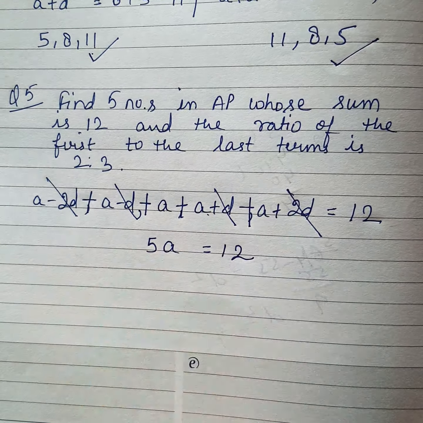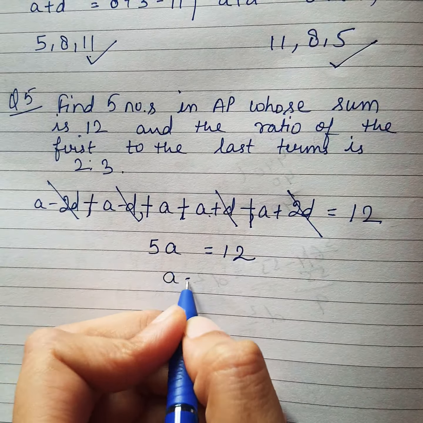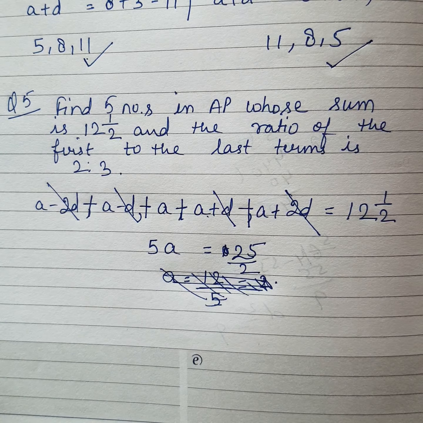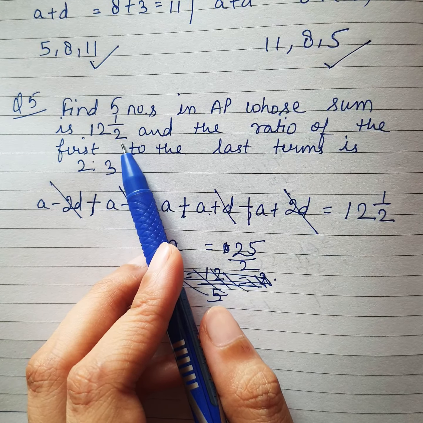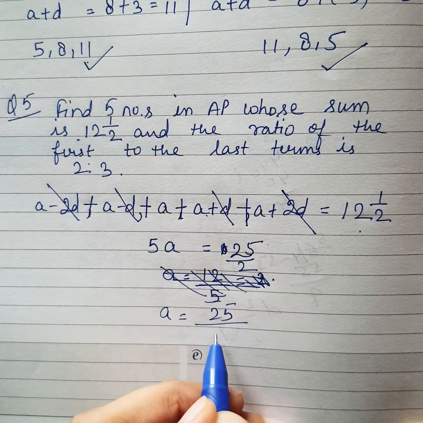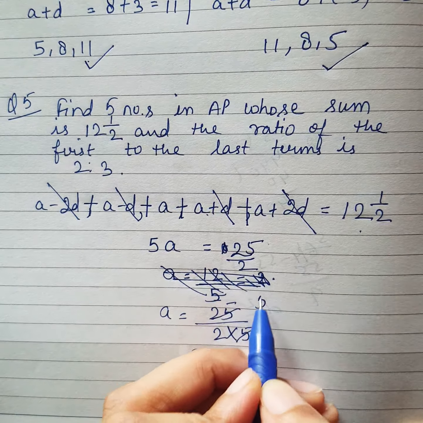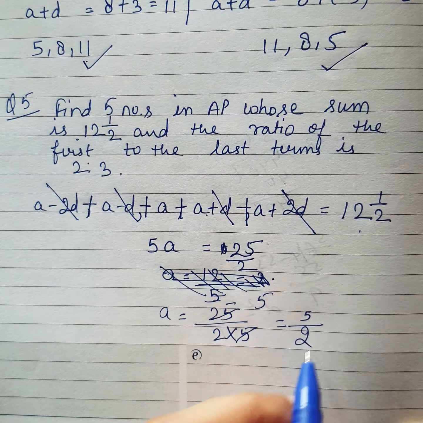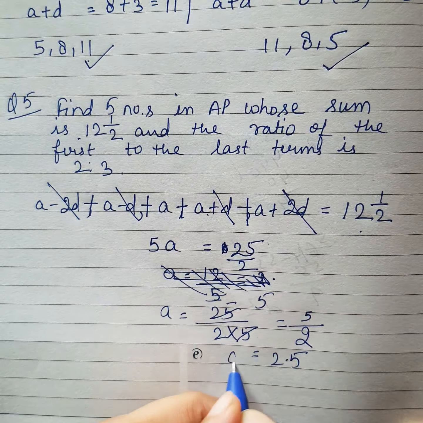5A equals 12. So the value of A is 12 by 5, which is in decimals. In the question it was 12 and a half. That was a misprint in my book. This is 12 and a half, so 25 by 2. Now A is equal to 25 by 2 divided by 5. This 5 divided here, so 5 by 2 is 2.5, the value of A.